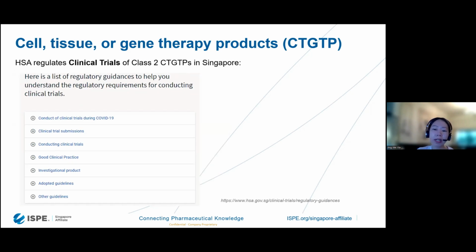Companies that wish to conduct clinical trials using Class 2 CTGTP will also require approval from HSA. The trials are regulated under the Health Product Act and Health Product Clinical Trial Regulation. HSA website also provides a list of regulatory guidance to guide companies on how to get their trials approved in Singapore. I strongly recommend companies to read through the guidance documents to understand the process and procedure. ICH guidelines for clinical trials are also adopted by HSA.